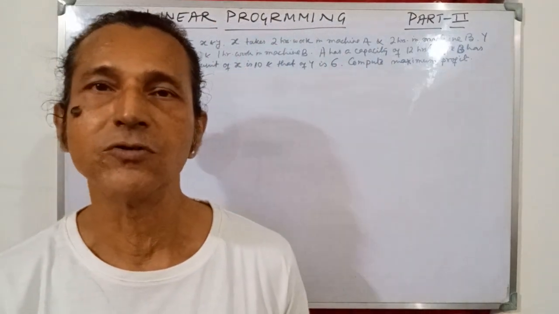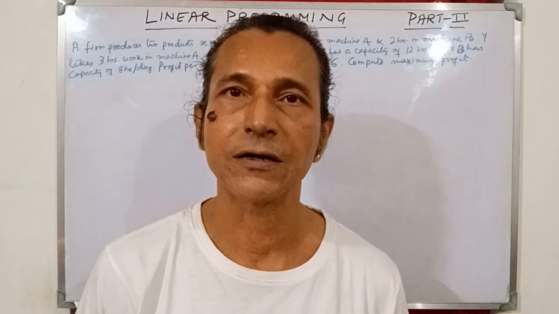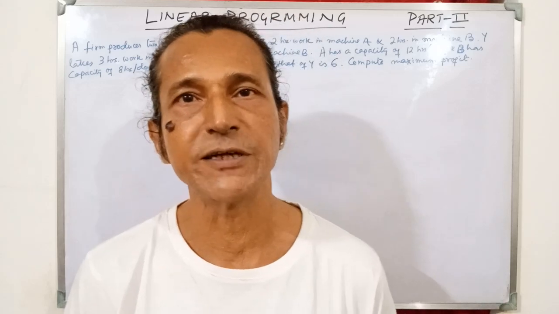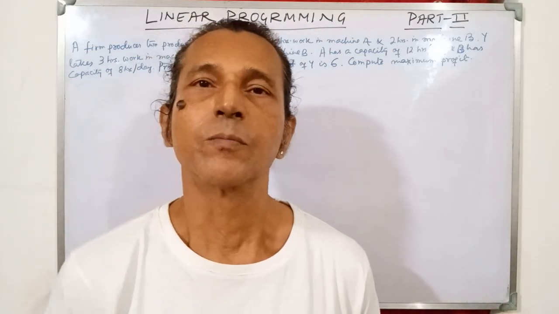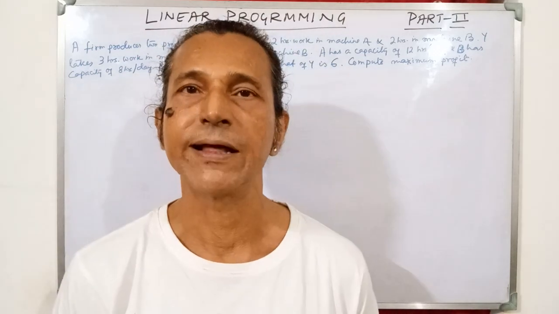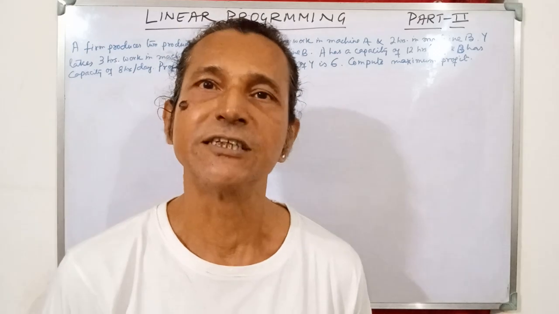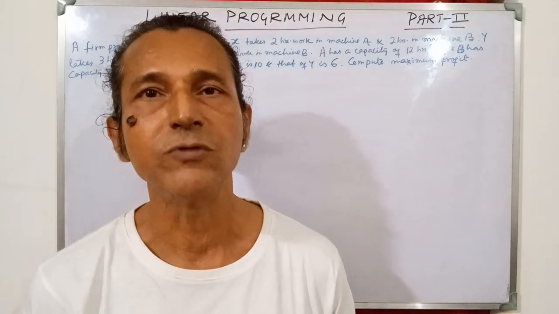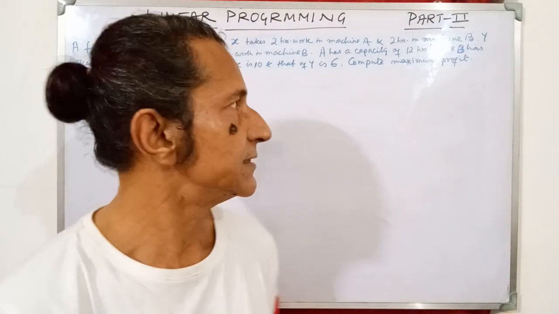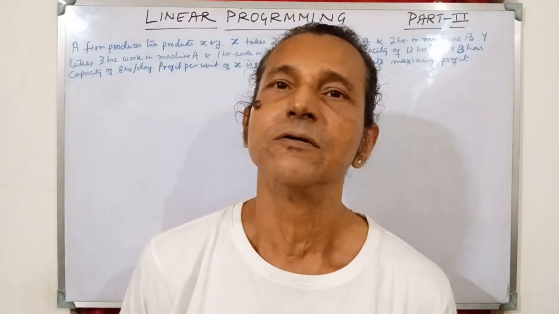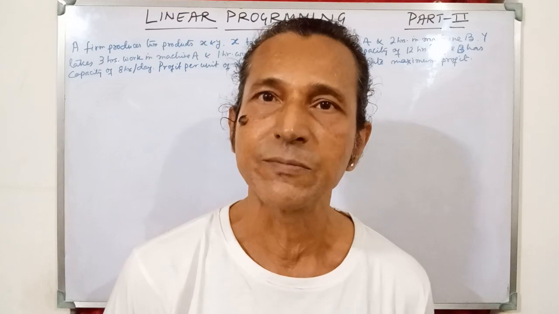So a farm produces two products, product X and product Y, and the products pass through two machines, machine A and machine B. Product X takes 2 hours in machine A and 2 hours in machine B, whereas product Y takes 3 hours in machine A and 1 hour in machine B. And profit per unit of X is 10 and profit per unit of Y is 6. You have to maximize profit.